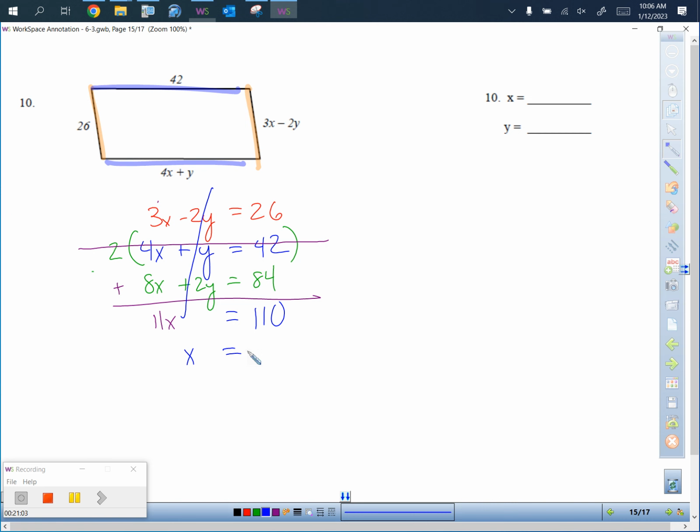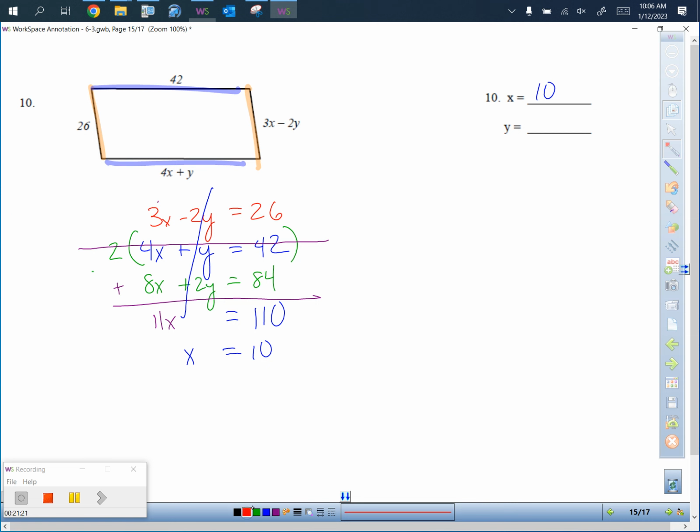What does x turn out to equal, baby? 10. There's half our answer right there. X turned out to be 10. I need to find y. Well, I have x now, so I could substitute him back into any of these equations. I have 3 equations to choose from.